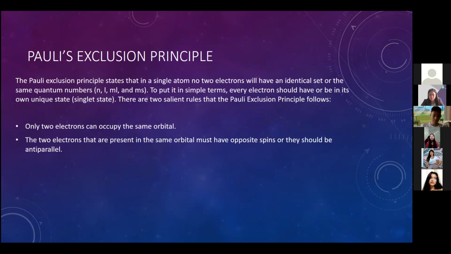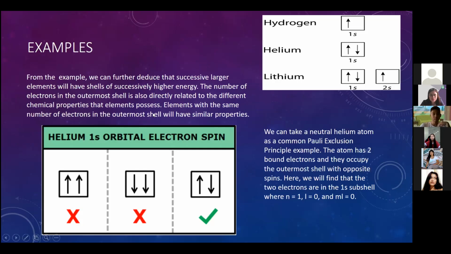There are 2 salient rules that the Pauli exclusion principle follows. First, only 2 electrons can occupy the same orbital. So, it cannot be three or more. Only 2 electrons. The second one is that the two electrons present in the same orbital must have opposite spins, or they should be antiparallel. Antiparallel means opposite, so they cannot have the same direction.